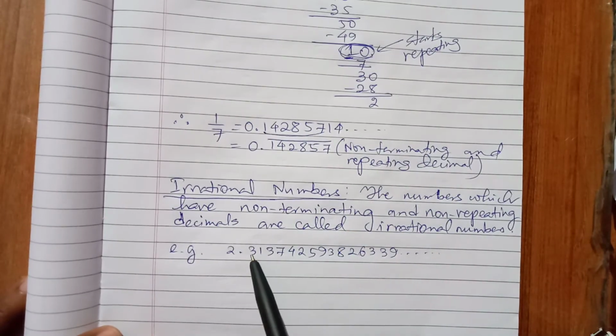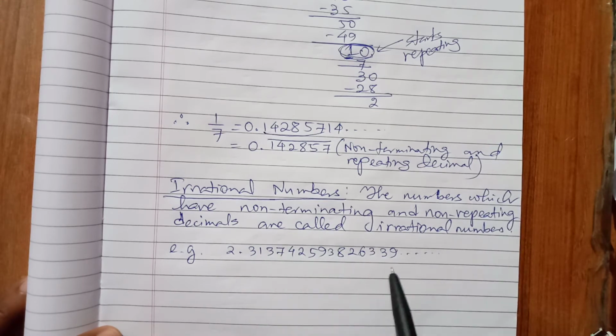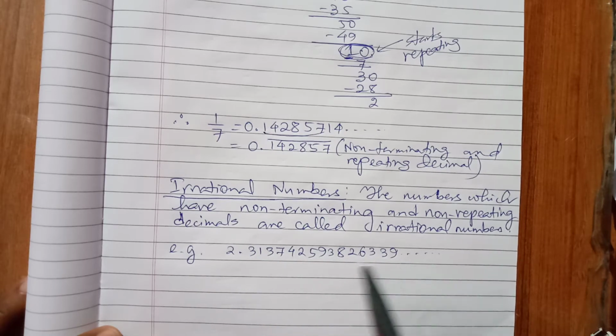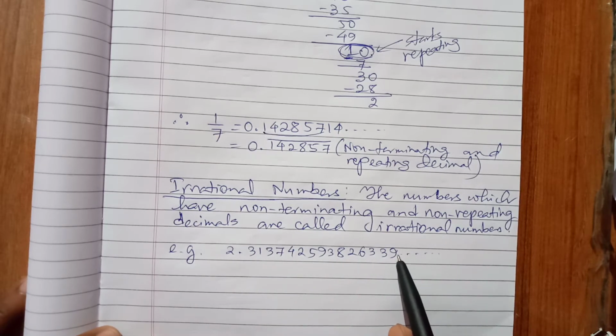But here I have not observed any pattern from which I can say that any single digit is repeating or any block of digits is repeating. You cannot find it from these decimal parts. So this is a decimal which is non-terminating and non-repeating. So this is an example of irrational numbers.